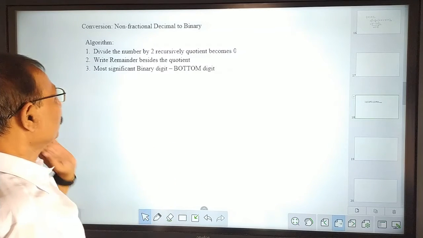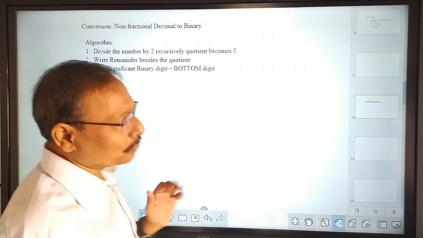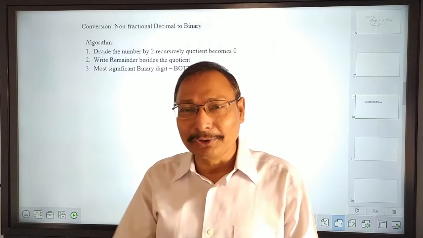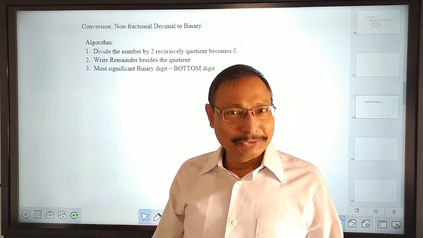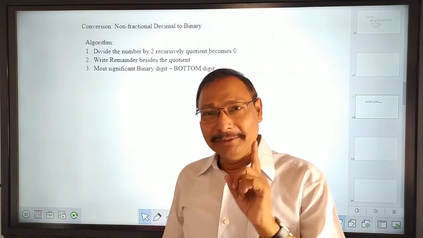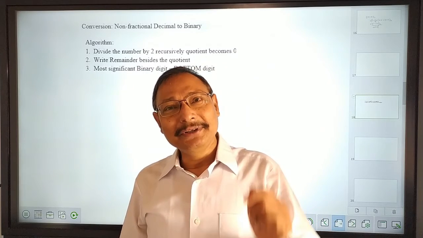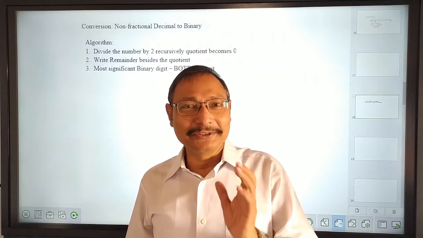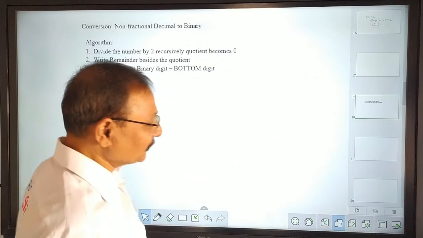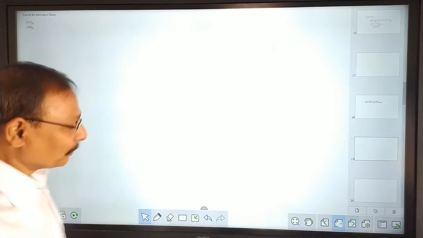This will end only when the quotient becomes 0. When the quotient becomes 0, we will end the process of division of the number by 2. And mind it, a very important part of this is that the most significant binary digit will be at the bottom, so we will write down the digits from bottom to top. So this is the process, and in this context, we take an example to understand it properly.